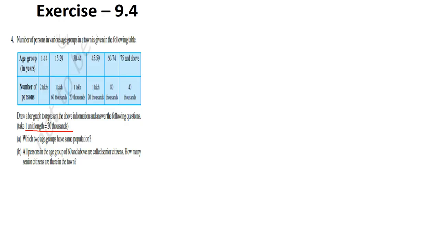Which two age groups have the same population? These are 30 to 44 and 45 to 59, with 1,20,000 in both. All the persons in the age group of 60 and above are called senior citizens. So how many senior citizens are there in the town? 60 and above: 80,000 of this and 40,000 of this. Add these two, and we will get the number of senior citizens. So first, now we will make the graph.